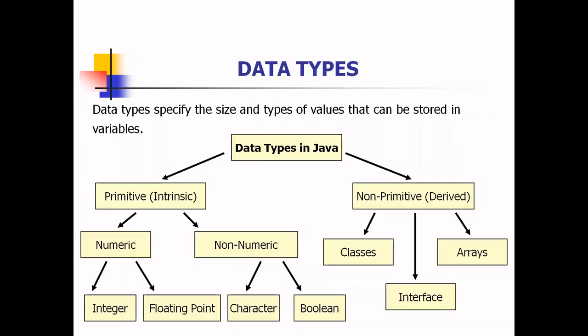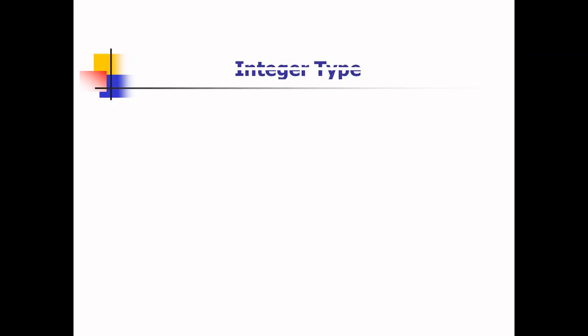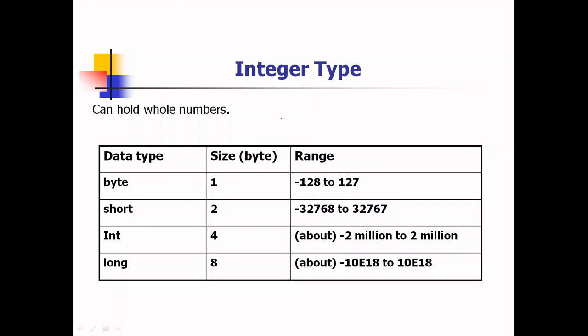So for primitive types, we'll start first with the first primitive type, that is integer. So integer type can be used to store whole numbers. For example, the number 5, 10, 20, 25. All these are whole numbers and these numbers can be stored in the variable of type integer. Integer type has different subtypes into it.